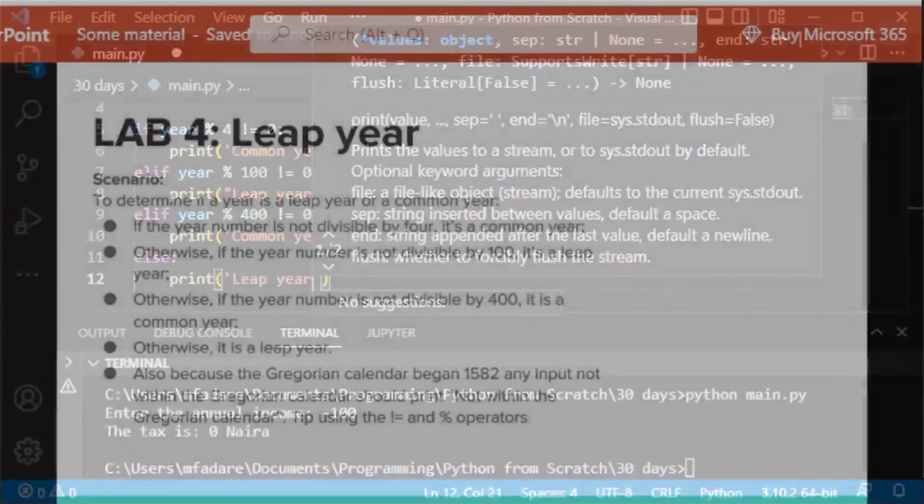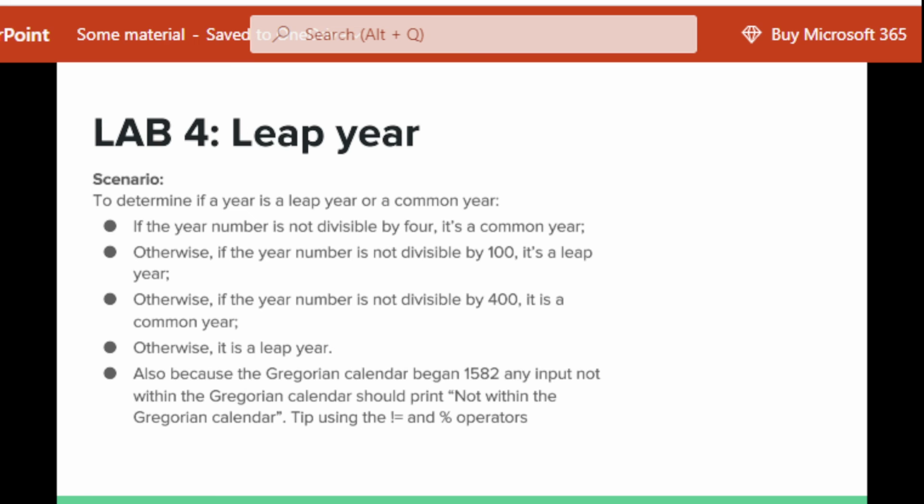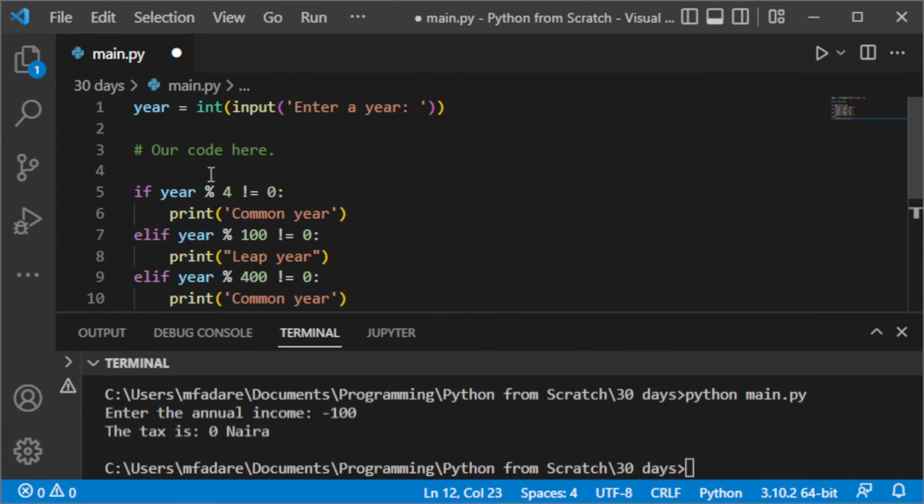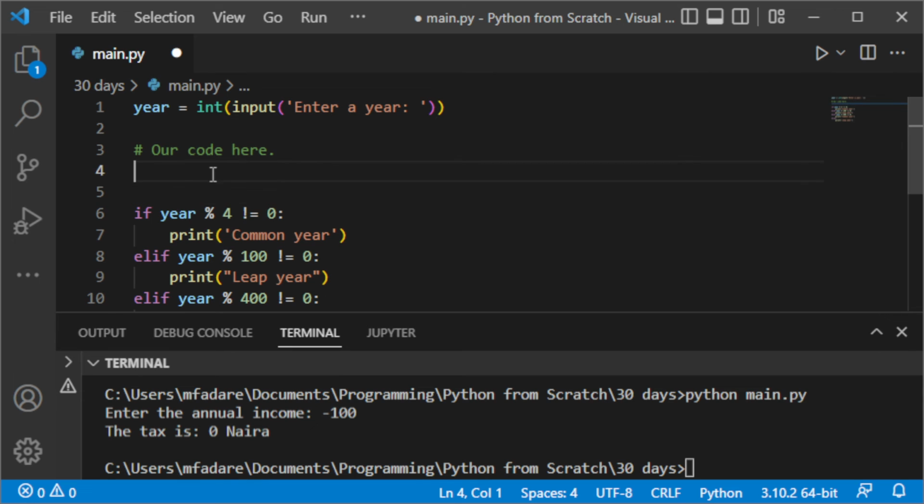So we have one more part that says that because the Gregorian year began in 1582, if you input anything that is outside the Gregorian year, it should return not within the Gregorian calendar period. So I think that should be the first thing we check, before we start checking if it's a leap year or not. So we have to put that condition as the very first condition. We can't have it as a standalone condition, because if we did, after skipping that part, it would just come here and do everything again.